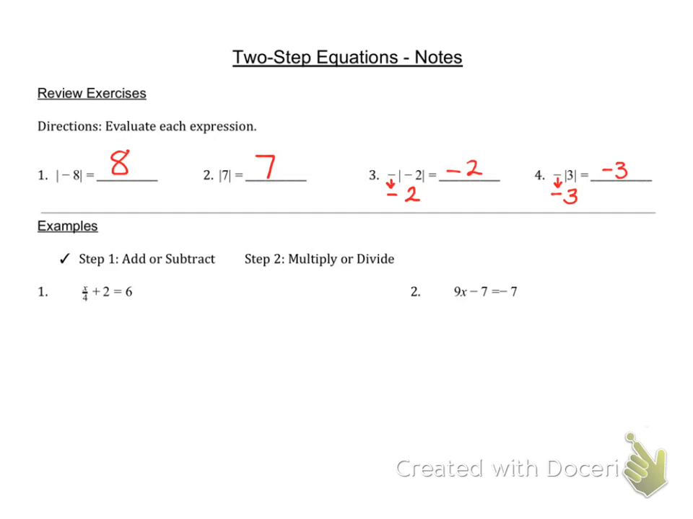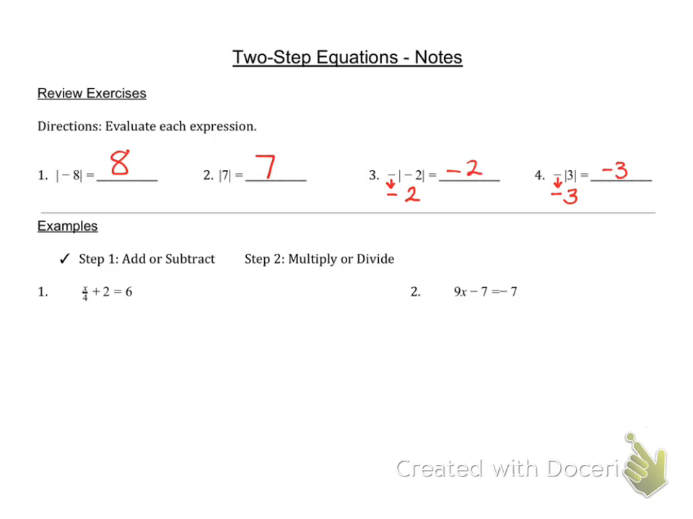Okay, so we're going to look at solving two-step equations, and these are similar to one-step equations because we have to isolate the variable on one side of the equation. And to isolate the variable, we always want to add or subtract first, and then multiply or divide. So let's look at the first problem. We have x divided by 4 plus 2 is equal to 6.